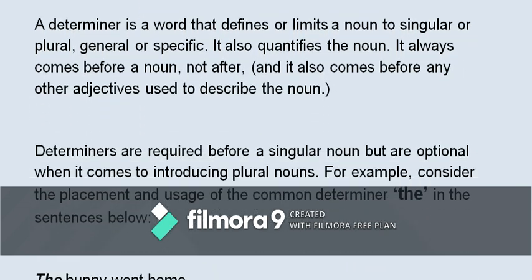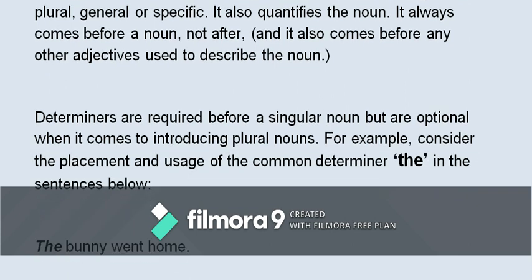Determiners are required before a singular noun but optional when it comes to introducing plural nouns. So make a note of this. We will discuss this in detail. When it is a plural noun, it is where you use them or not. It is only in terms of general or specific. For example, consider the placement and the usage of the common determiner the. Let us see the examples.